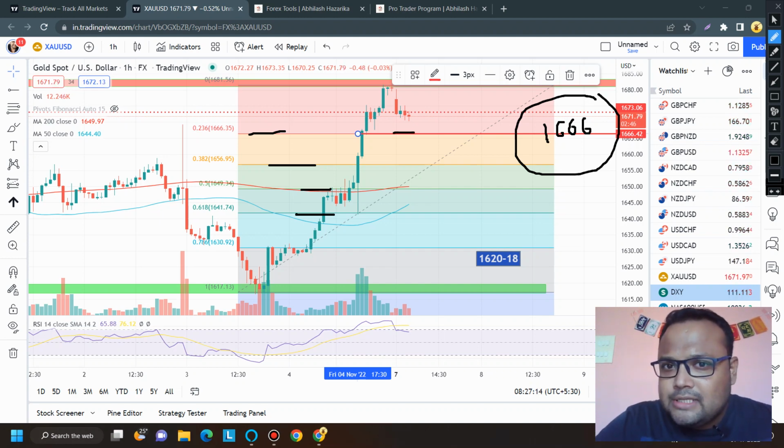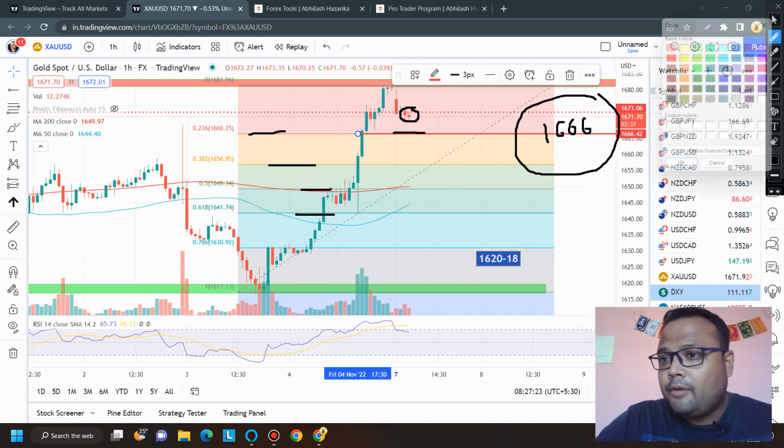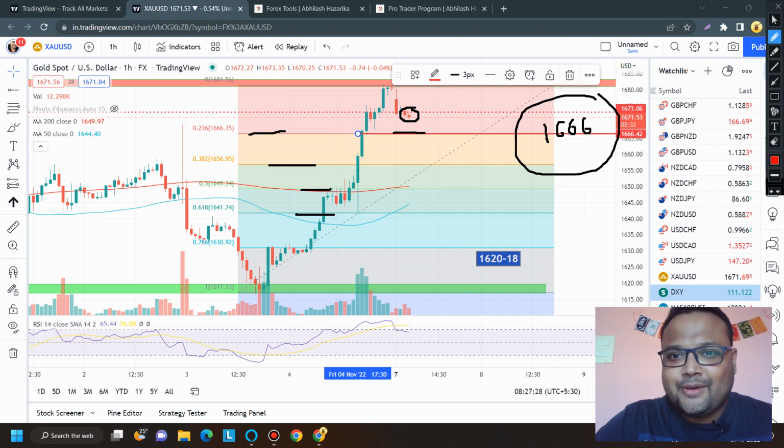So if the market comes to this level, and if you see these kinds of candles around this level, you can go for a buy position. But in case you see the market forming a big red candle at the 1666 level, obviously you'll have to avoid. So see, observation is the main thing here.